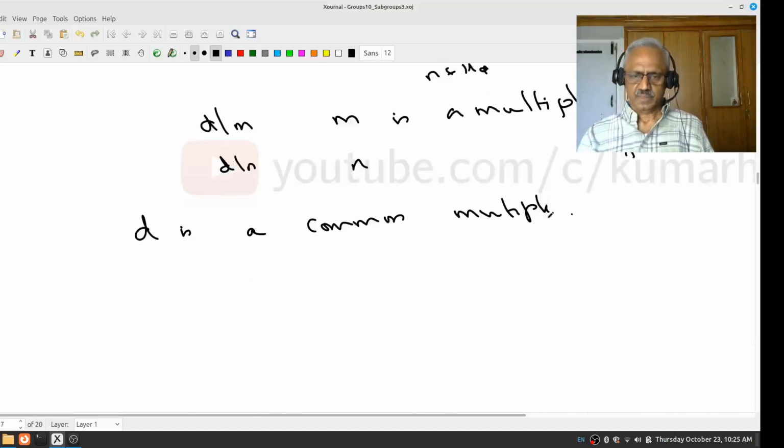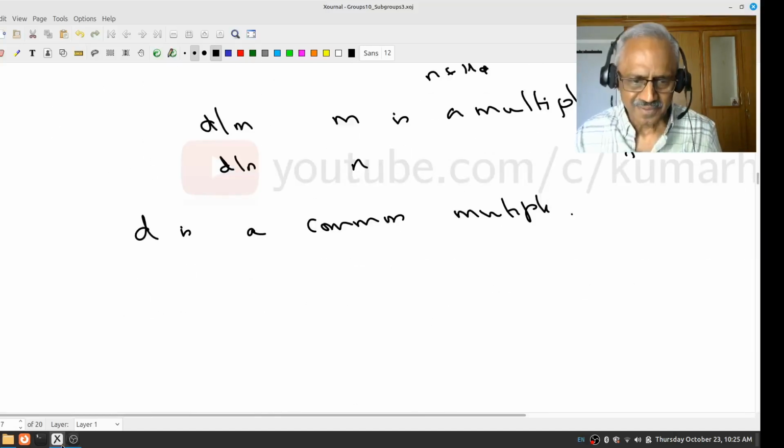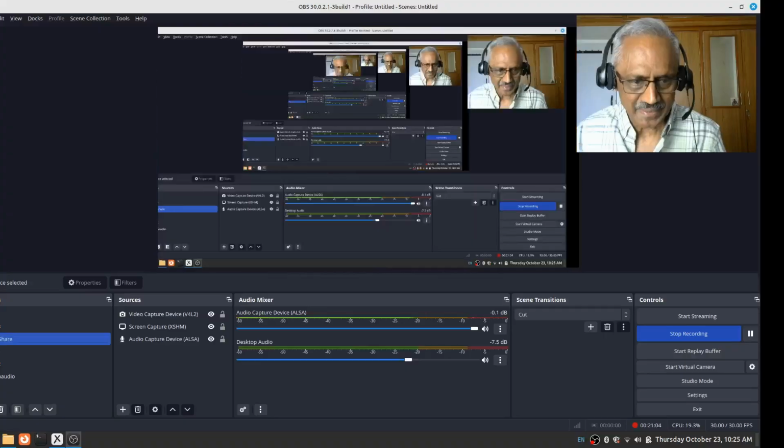right? So now, how many of you recognize what it should be? D must be the least common multiple. We have proved it in elementary number theory, by considering the set S, MA plus NB. Do you remember that? That's why it's always good to review. Okay, come back.